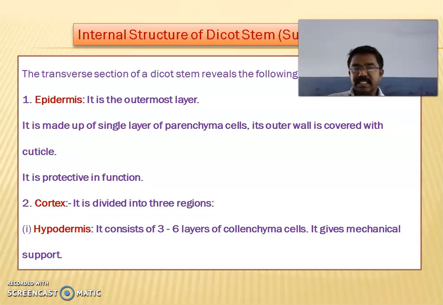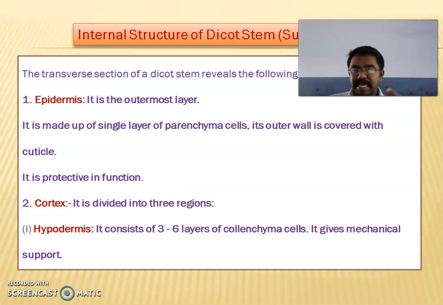Next, internal structure of dicot stem. Example plant: sunflower. The transverse section of dicot stem reveals the following structures: epidermis, cortex, hypodermis. What is called epidermis? It is the outermost layer. It is made up of a single layer of parenchyma cells. Its outer wall is covered with a cuticle. The cuticle is a protective layer of the plant. That is its main function.